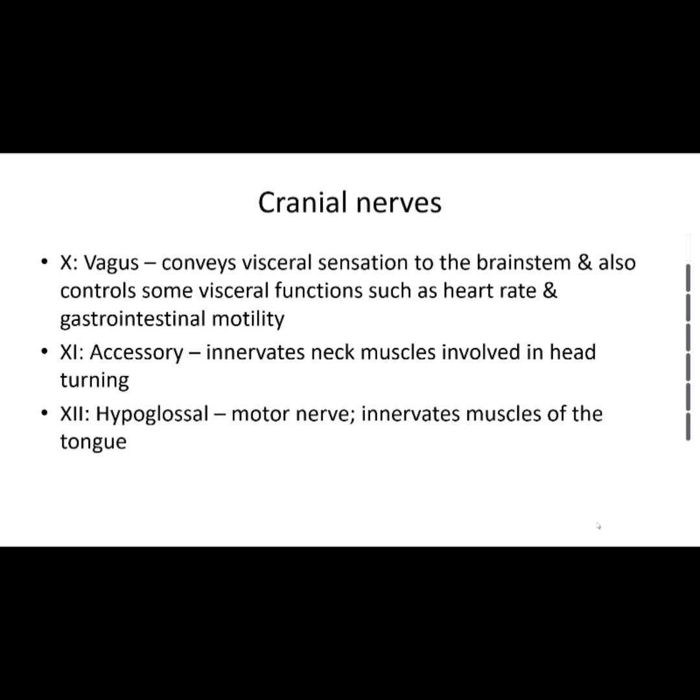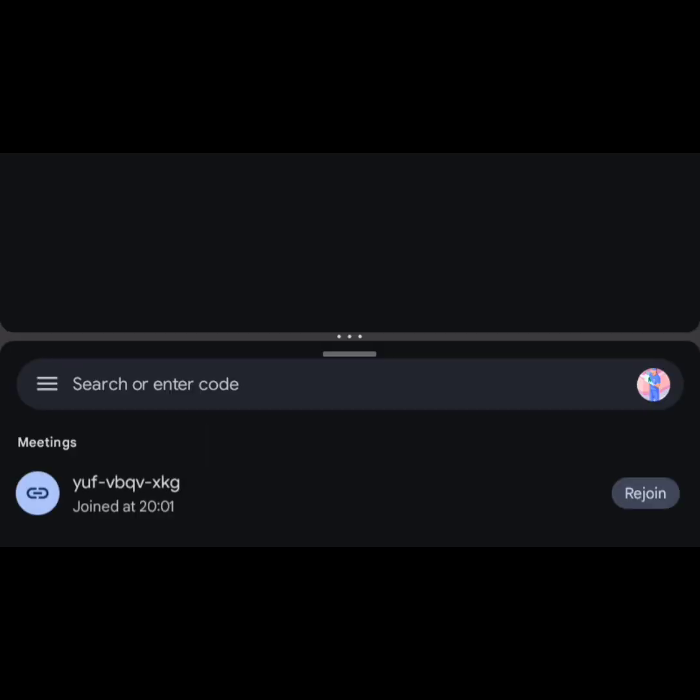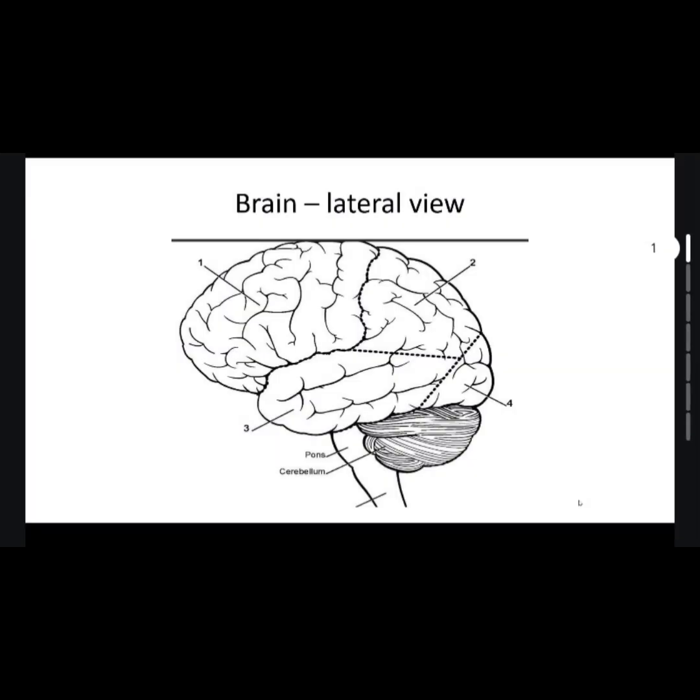So that's the cranial nerves. You can see the brain there on the lateral side. I think I've already gone into some details, so I'll not go into a lot of detail. You can see one of the sulci that is dividing a gyri, separating the brain into lobes.